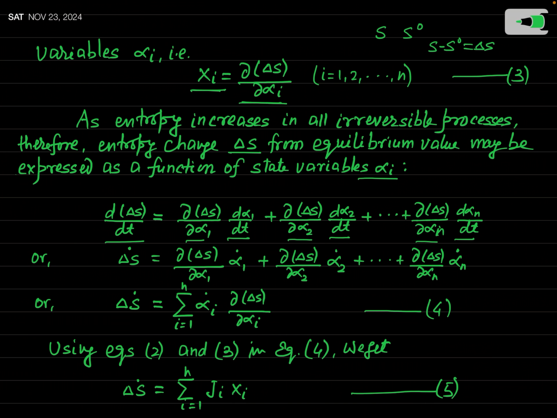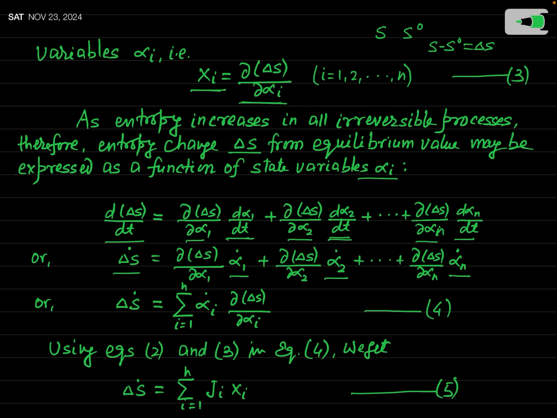Now the time derivative of this delta S can be written in dot notation like this, delta S dot. And similarly d alpha 1 by dt is written as alpha 1 dot, d alpha 2 by dt is written as alpha 2 dot, and d alpha n by dt is written as alpha n dot.